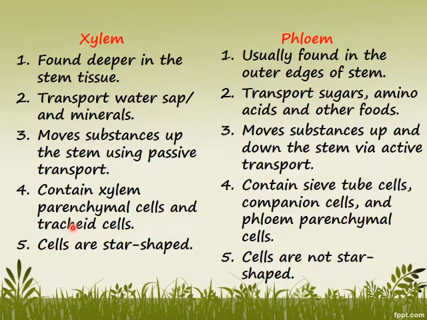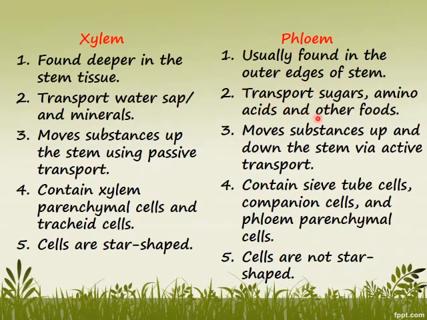This is for the purpose of transportation of water molecules, and their cells are star shaped. And phloem cells are found in the outer edges of the stem, and the purpose of phloem is to transport the nutrients and the food material.